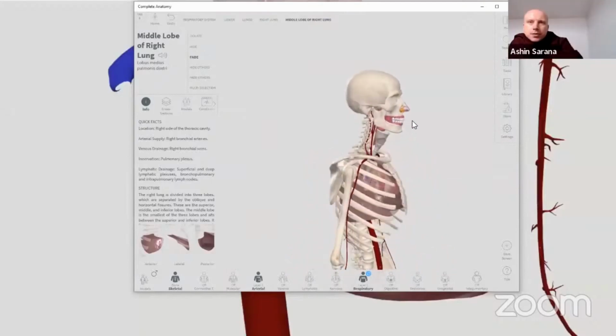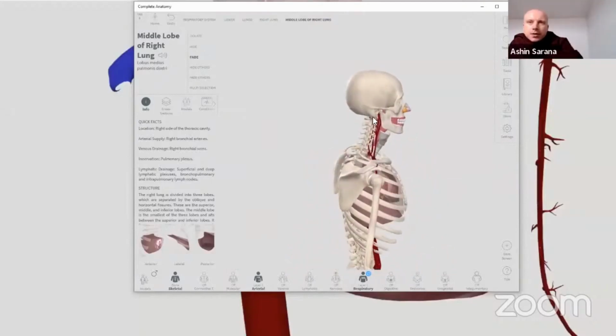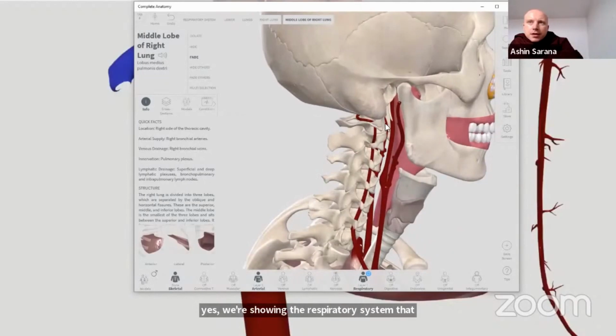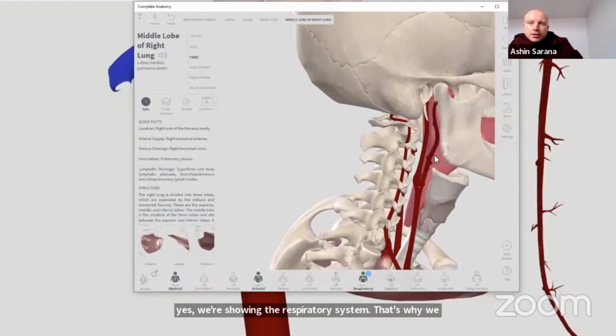Yes, we're showing the respiratory system. That's why we have there the lips and the nose.